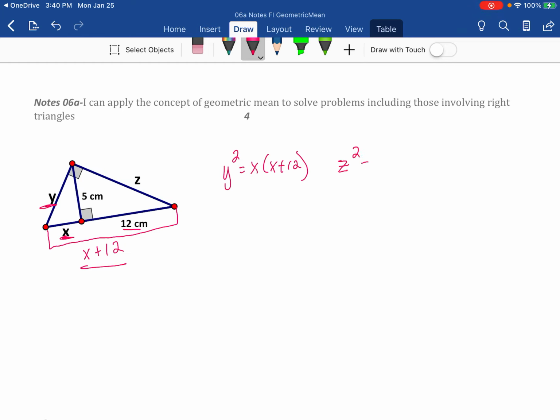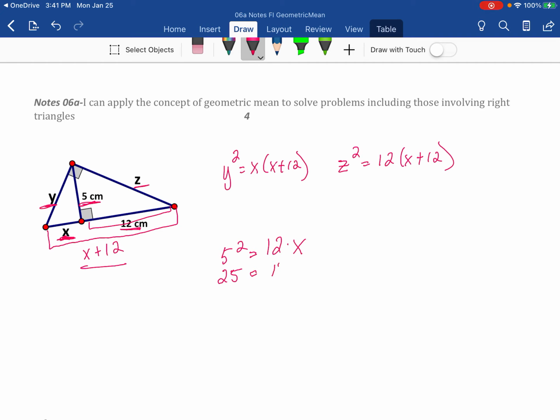All right, I go to the other side. Z squared, my leg squared, is equal to my other part, which is 12, times my whole, which is x plus 12. Also a problem because I do not know what x is. My last relationship, of course, is my 5 squared, my altitude, is equal to part times part, which is equal to 12 times x.